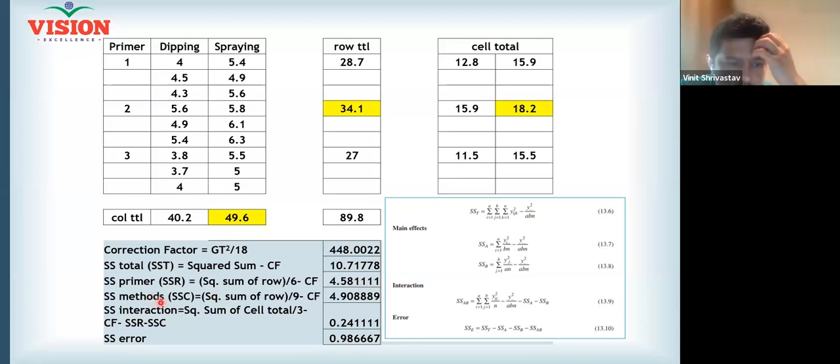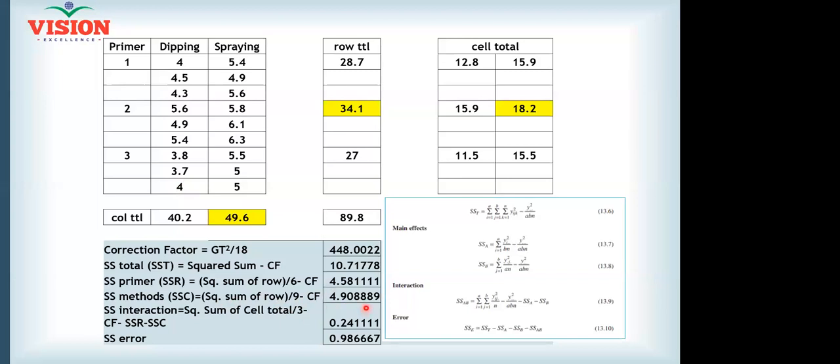Now, sum of squares for the method. Method means column wise. Now you have 2 data points, right? First column, second column. Square them, add them. Can you see I am dividing by 9? You know why? This is a total of 9 numbers. Square the numbers, add them, divide by 9 minus correction factor. You get 4.9. Clear all of you?